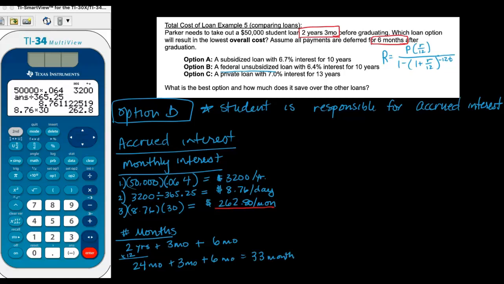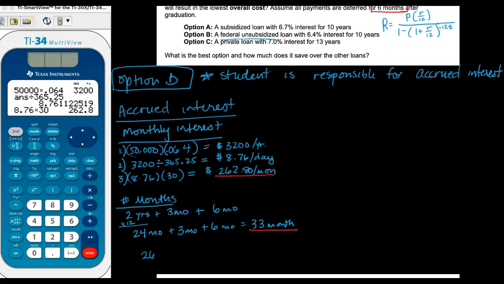Okay, so Parker's in school for 33 months, and each month Parker is making a payment of $262.80. So now all we have to do is multiply. So we're going to do $262.80 times 33.